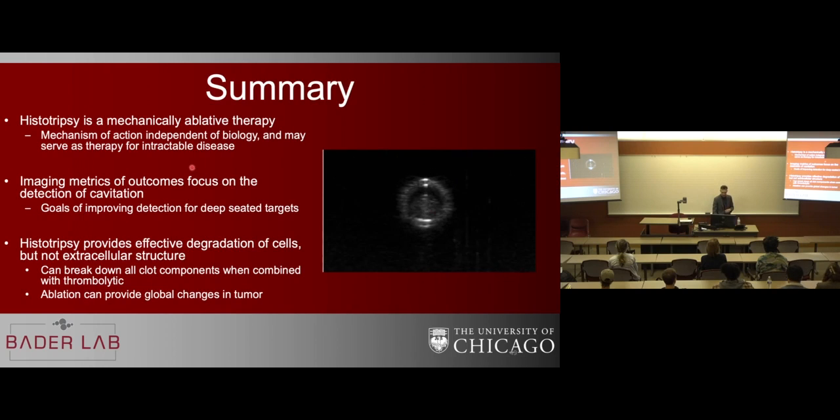So in summary, histotripsy is this mechanically ablative therapy. It uses bubble activity to really liquefy tissues, to break them down. We talked a little bit about imaging metrics because we want to try to improve upon this simple hyperechogenicity, to try to develop something that's more quantitative, to try to move in line with some sort of dosing scheme, as well as provide feedback for treatment efficacy.